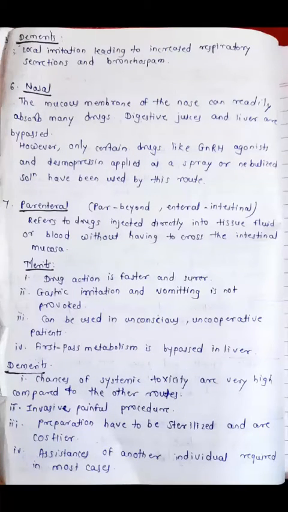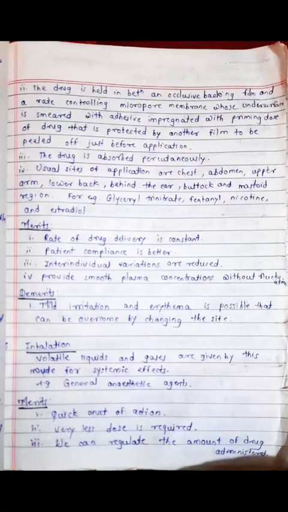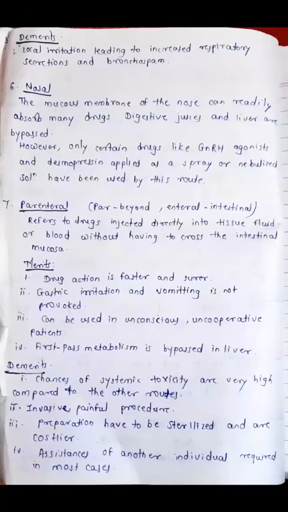The demerit is local irritation leading to increased respiratory secretions and bronchospasm. So there may be local irritation which may lead to increased respiratory secretions and bronchospasm. So this is the fifth type of systemic route of drug administration.